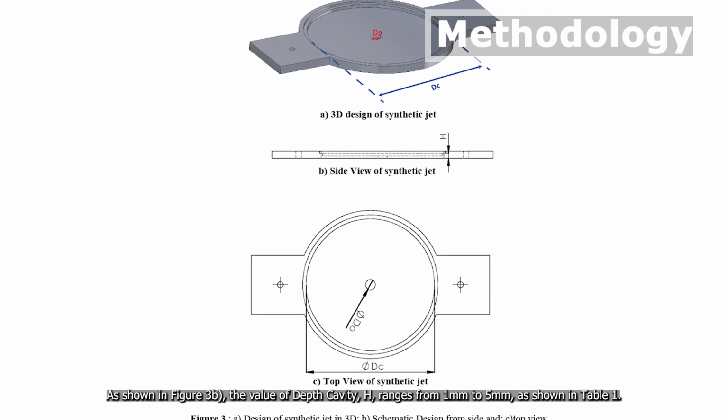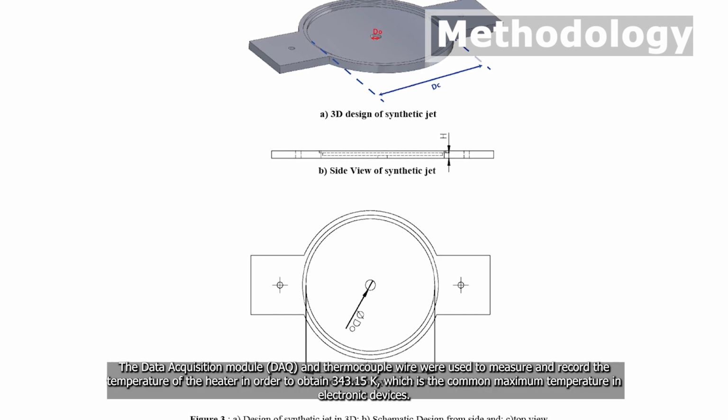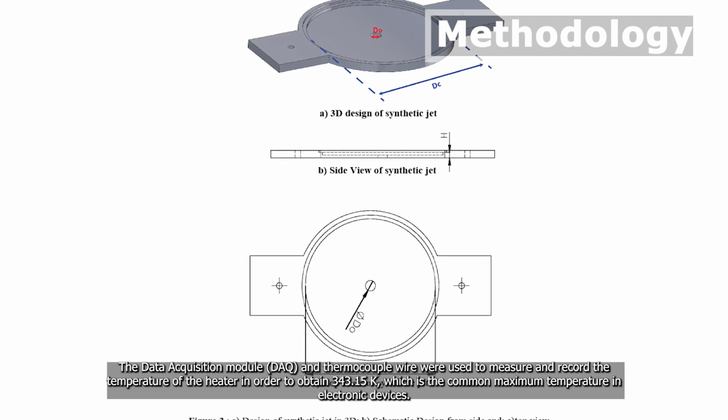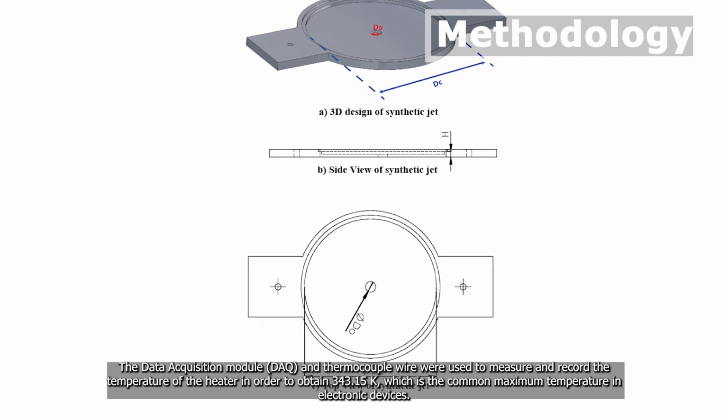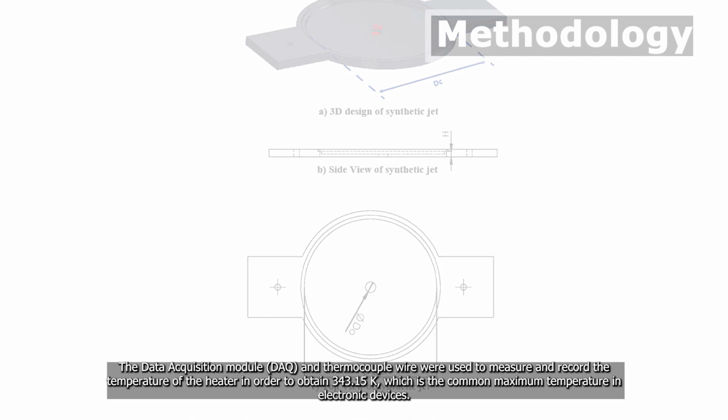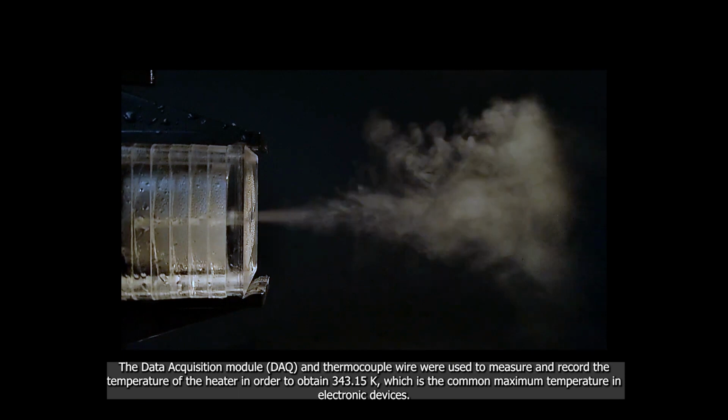The data acquisition module (DAQ) and the thermocouple wire were used to measure and record the temperature of the heater in order to obtain 343.15 Kelvin, which is the common maximum temperature in electronic devices.